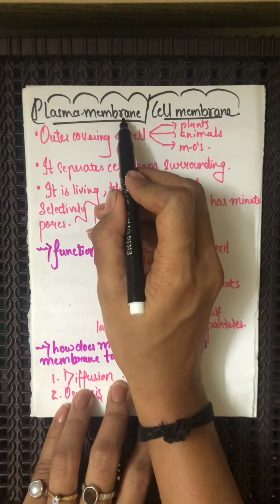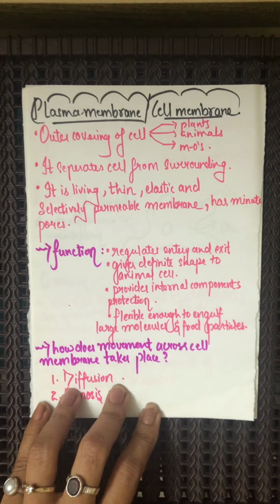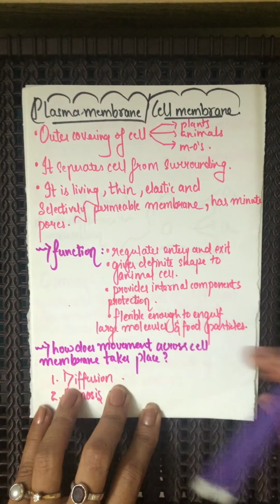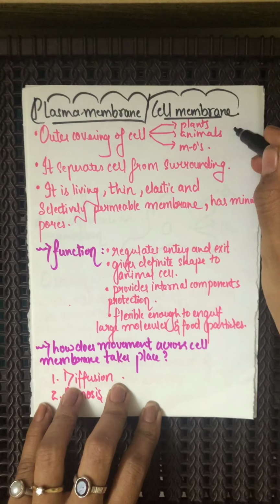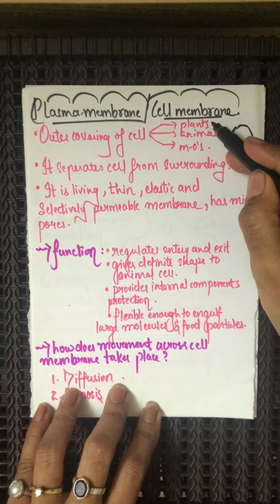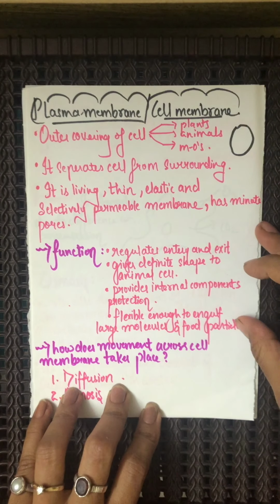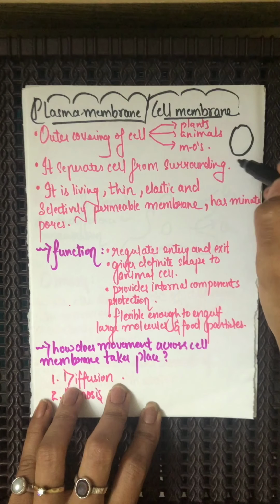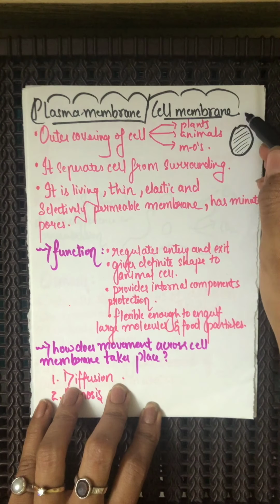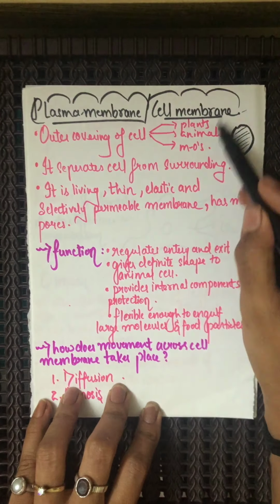So talking about the plasma membrane or the cell membrane, it is the outermost covering of the cell, which is present in the plant, animals, the microorganism, and so on. Now, what does this plasma membrane do? The plasma membrane is surrounding the cell from its outer environment. So it separates the cell from the outer surroundings.